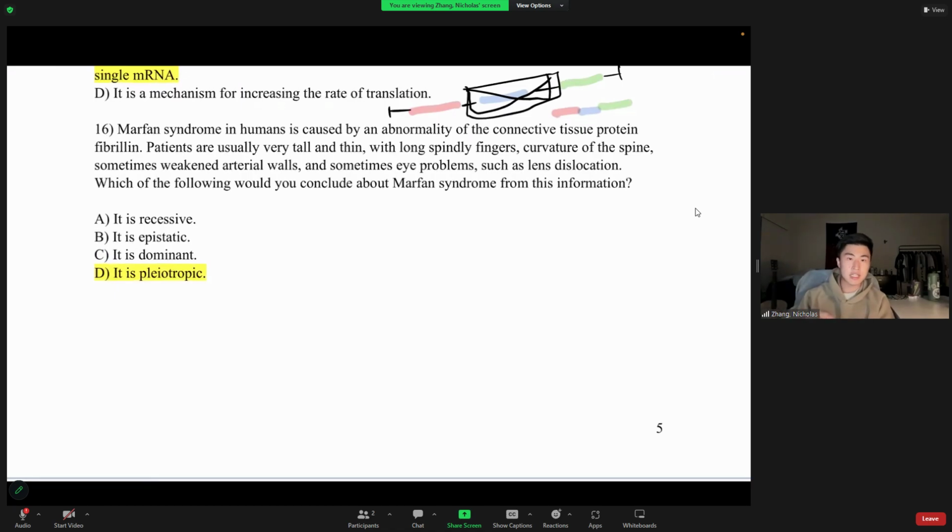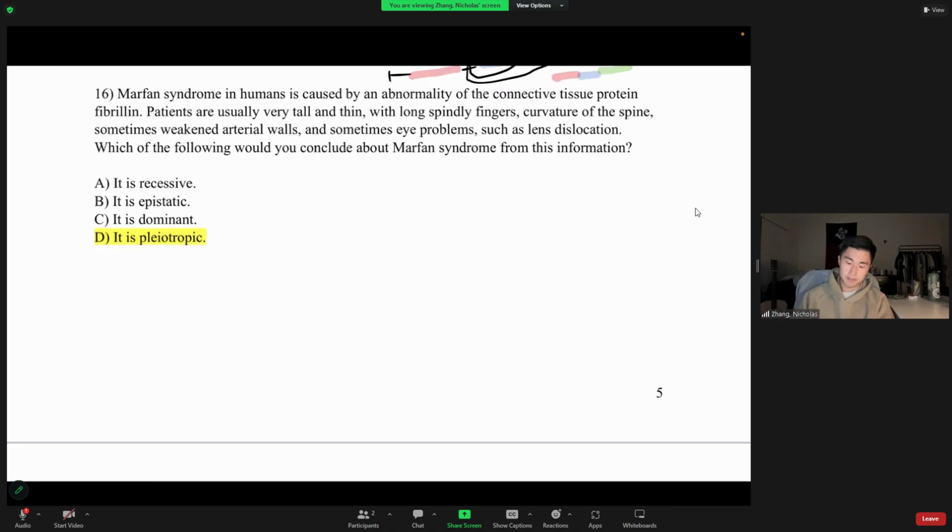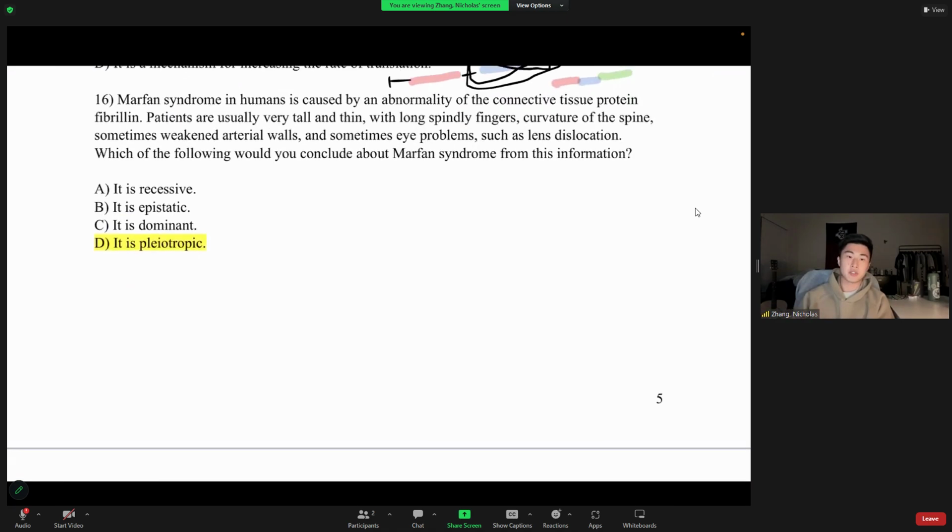The conditions that result from Marfan syndrome, like the height that you get and the weakened arterial walls, both of those are a result of Marfan syndrome, and the gene associated with that. And that's the definition of pleiotropy.